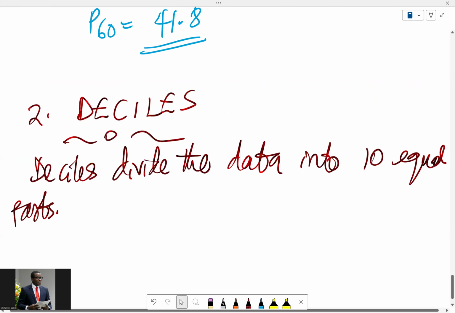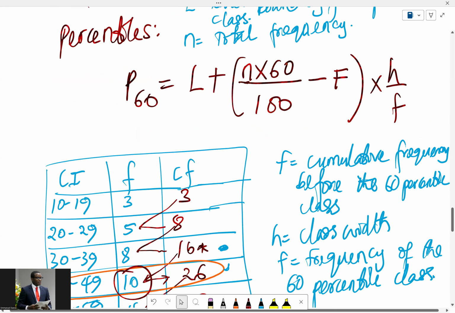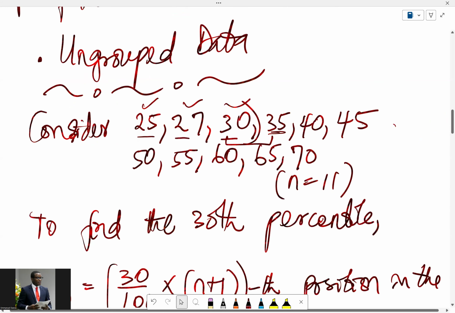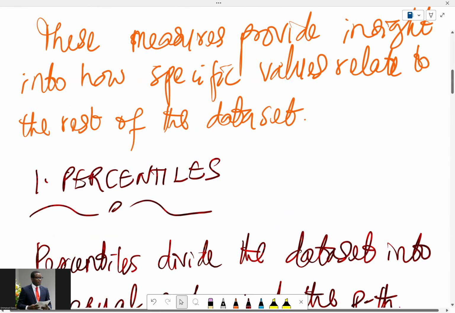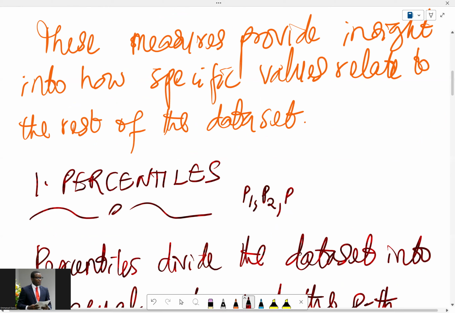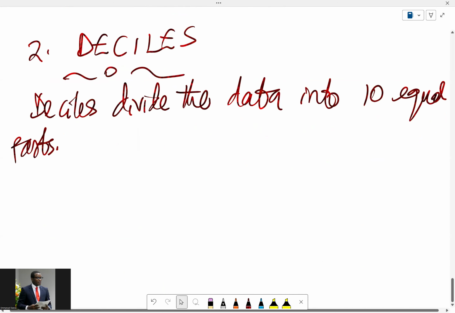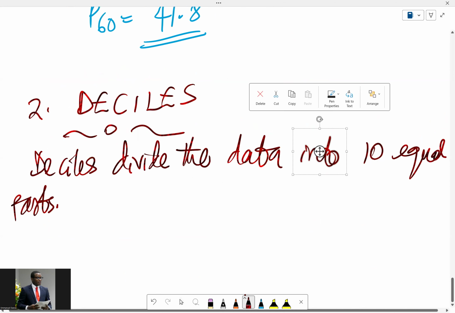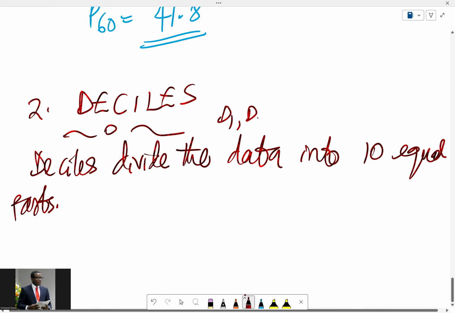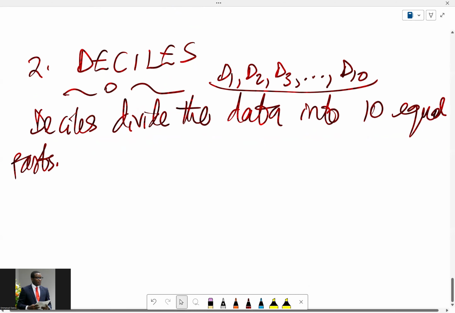Just like percentiles. If you're going to talk about percentiles, you have P1, that's the first percentile, second percentile, third percentile, up to the 100th percentile. But for deciles, since deciles divide the data into 10 equal parts, it will be D. You have D1, D2, D3, and it goes on until you get to D10. So deciles divide the data into 10 equal parts.